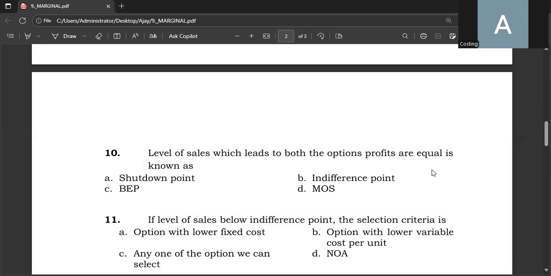Question 11. If level of sales is below indifference point, the selection criteria is option A. Option with lower fixed cost. Option B. Option with lower variable cost per unit. Option C. Any one of the options we can select. Option D. None of the above.